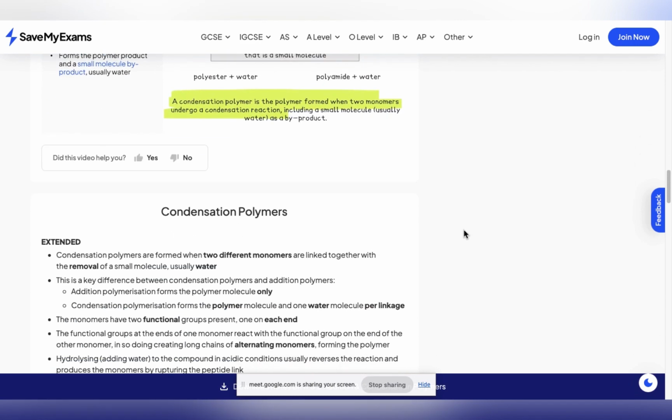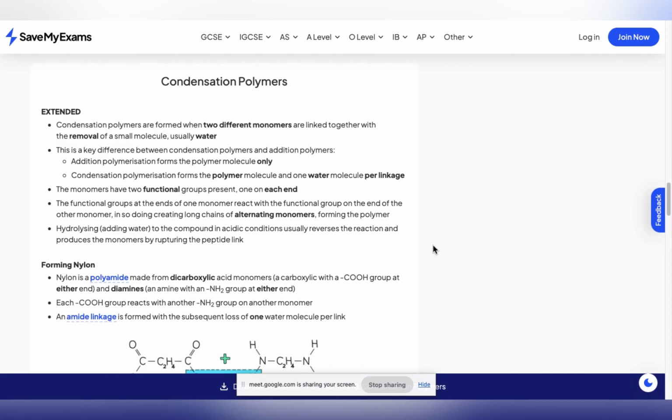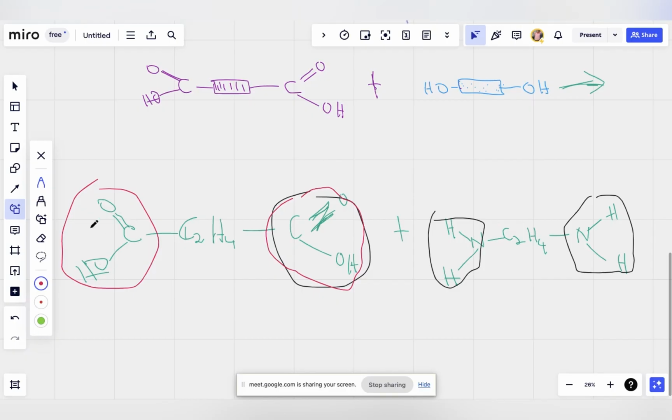So finishing it up, we're going to continue, but let's move on to the next one. Okay. So condensation polymerization. The condensation polymers are formed when two different monomers are linked together. You can see we're talking about dicarboxylic acid. It's a different monomer, and diamine is a different monomer. So two different monomers come together to form a polymer, which we're going to draw.